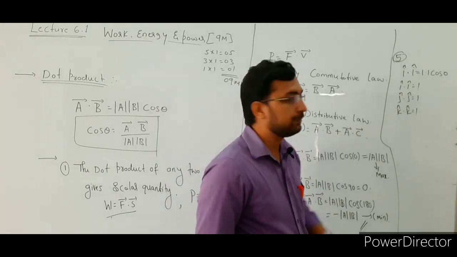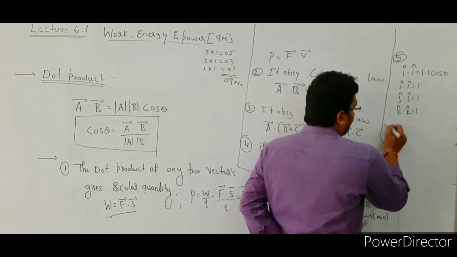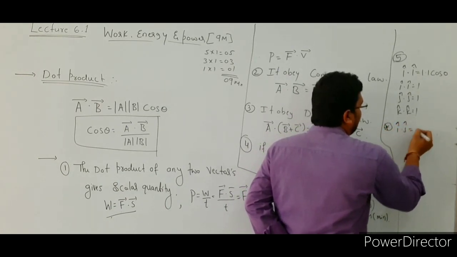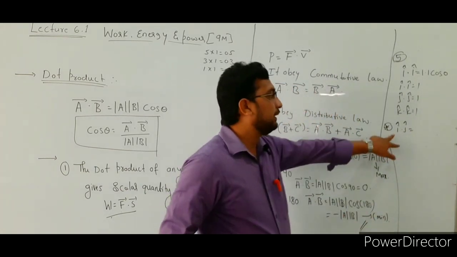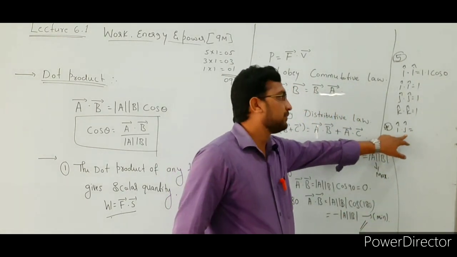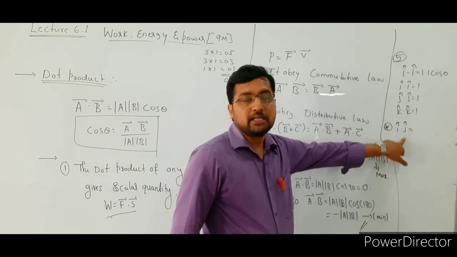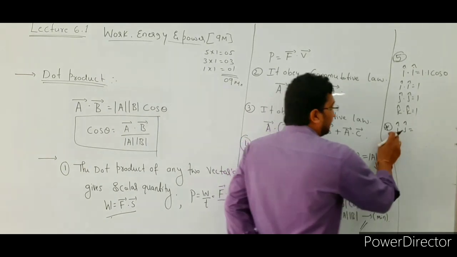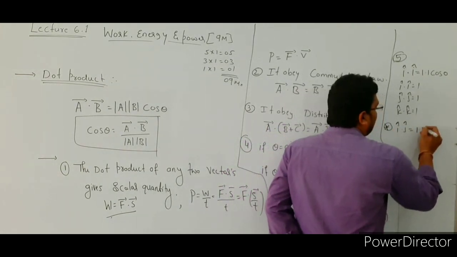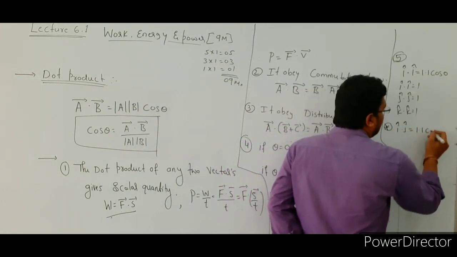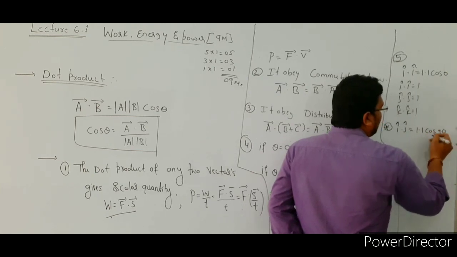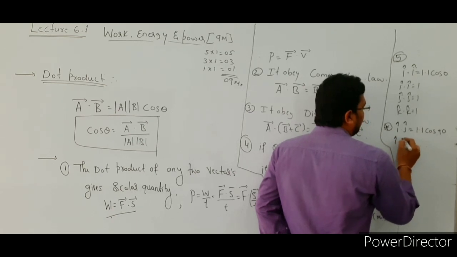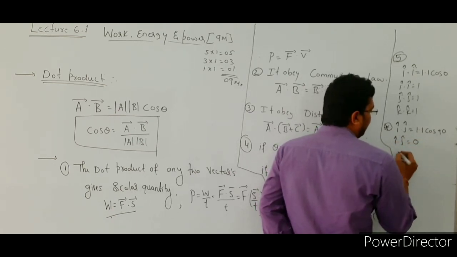Next, i cap dot j cap. Here i cap indicates that it is along the x-axis, and j cap indicates that it is along the y-axis. So the angle between these two vectors is 90 degrees. The magnitude of the first vector is 1, the magnitude of the second vector is 1, and the angle between them is 90. So cos 90 is equal to 0, and 0 into any term is 0. Then i cap dot j cap value is 0.